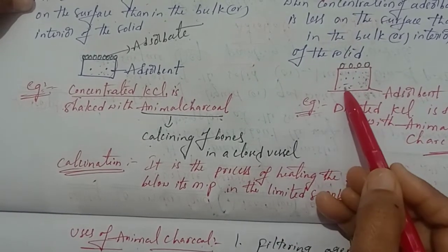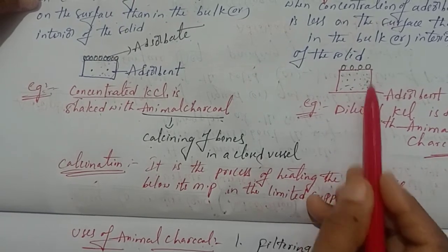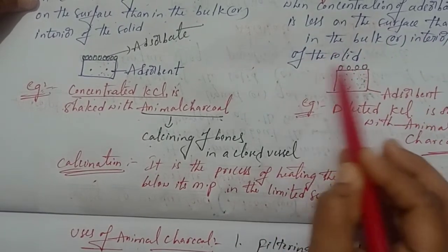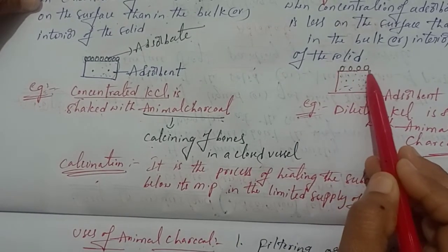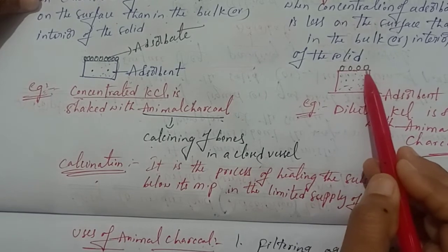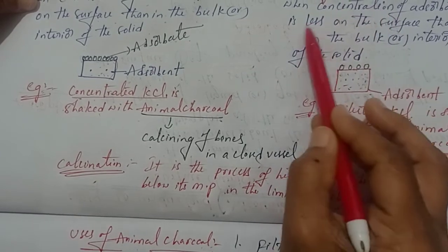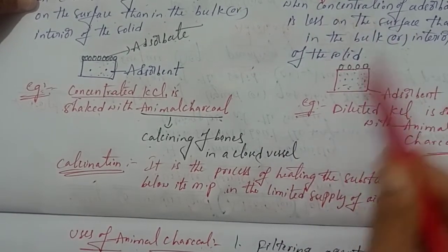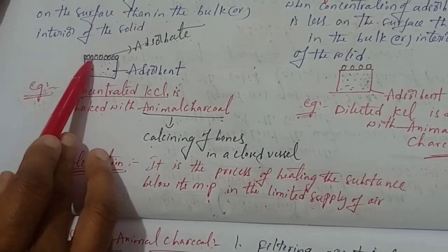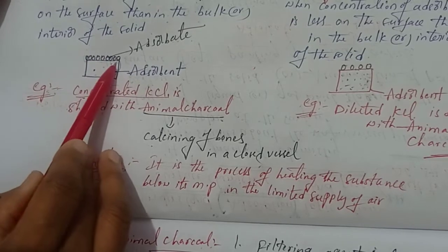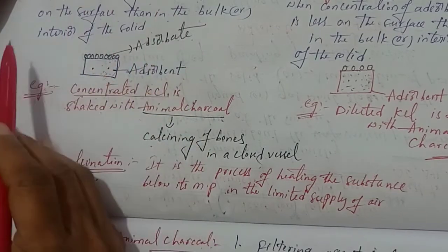More solvent will be there. This solvent easily enters the interior of the solid. Here more solvent particles can enter, and only fewer solute particles can accumulate on the surface of the solid. This is called negative adsorption. That means adsorbate concentration is less on the surface than in the interior of the solid. Positive adsorption means when the concentration of adsorbate is more on the surface than in the bulk or interior of the solid.